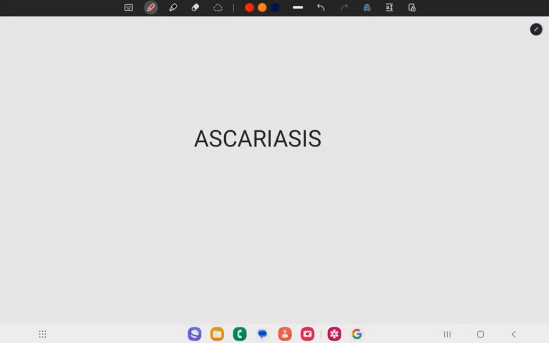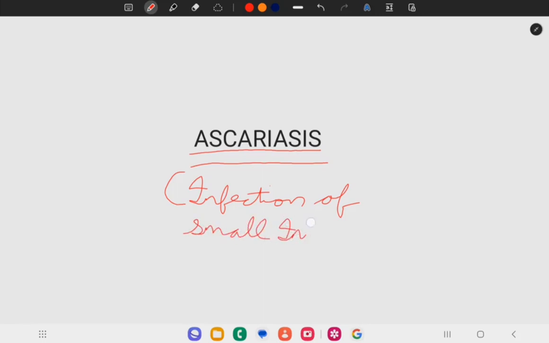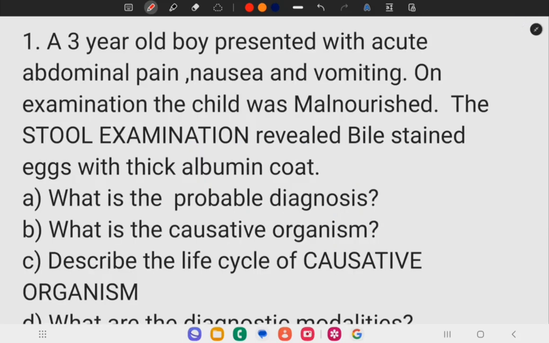Hey guys, today I will be discussing Ascariasis. Ascariasis is an infection of the small intestine caused by Ascaris lumbricoides. Before starting this topic, we will quickly go through a case report.